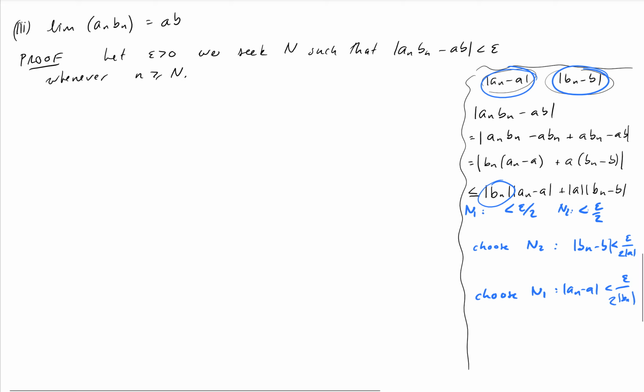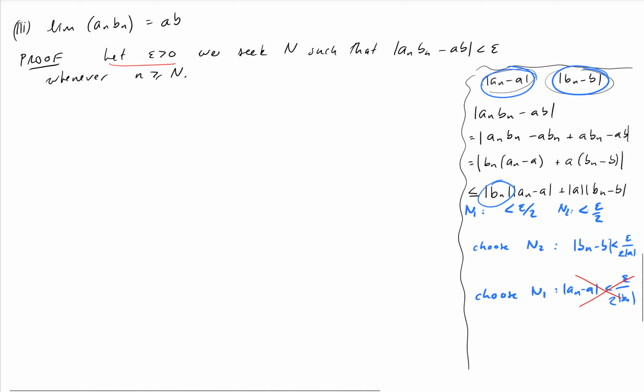This is a no-no, because this thing on the right is not a constant. Epsilon is fixed by this choice here, but bn is not a fixed number that I can choose. So that's not going to work. However, what I can do is choose a bound on bn itself that will make everything work.